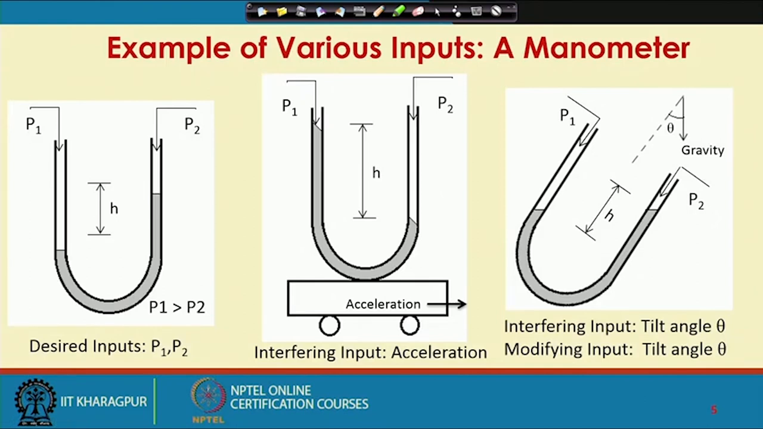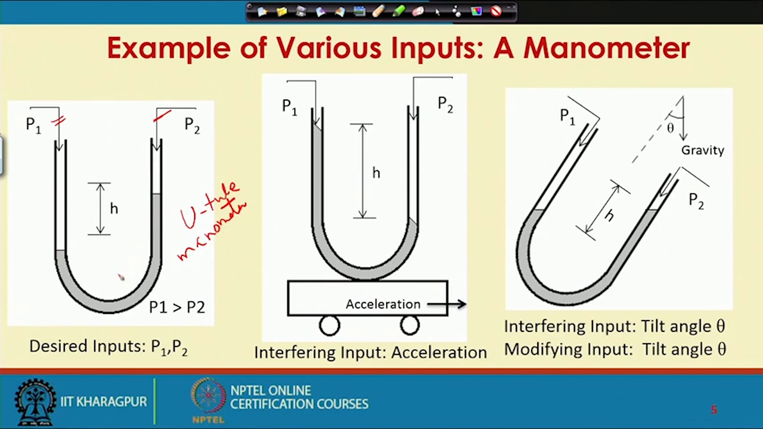Let us now take an example of various inputs, desired input, interfering input and modifying input, then the concept of these various inputs will be clear to you. Let us consider a manometer. Specifically, let us consider a U-tube manometer. This is a U-tube manometer. You must have seen this in your school days textbook or in laboratory. It's a tube open in both ends and bent in the form of English letter U.